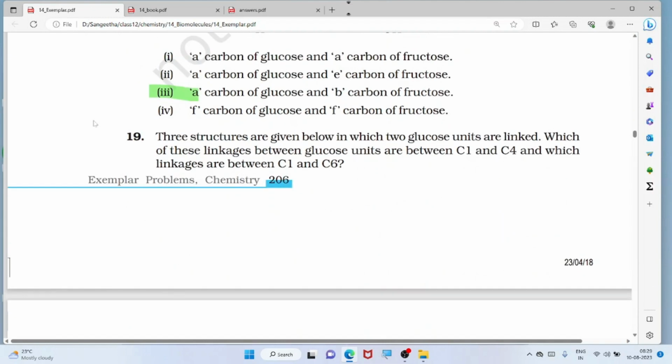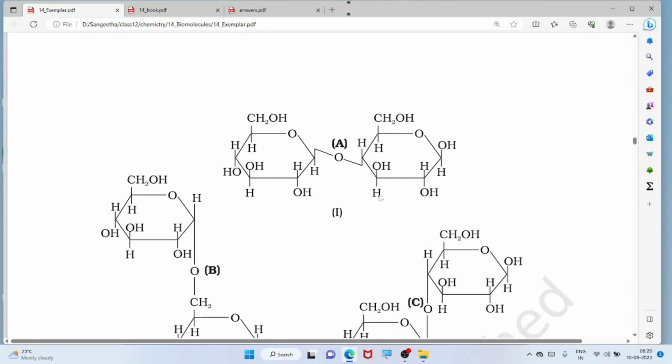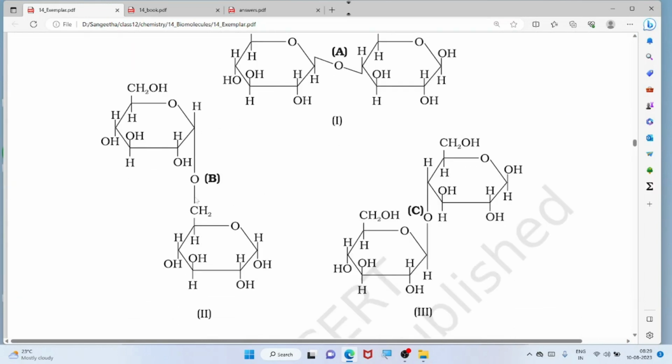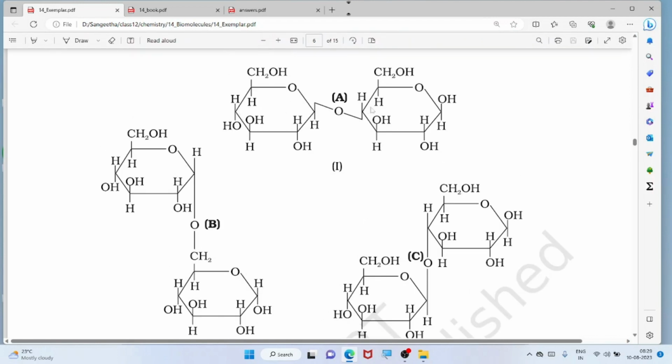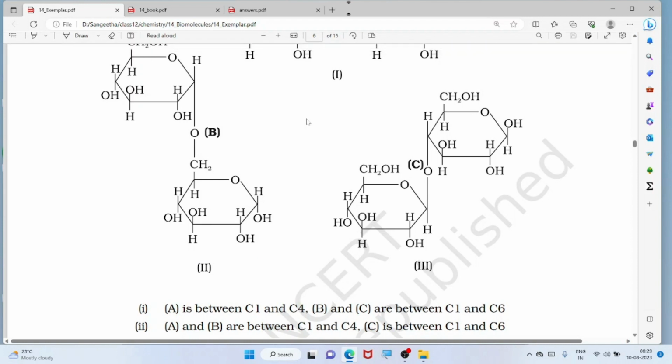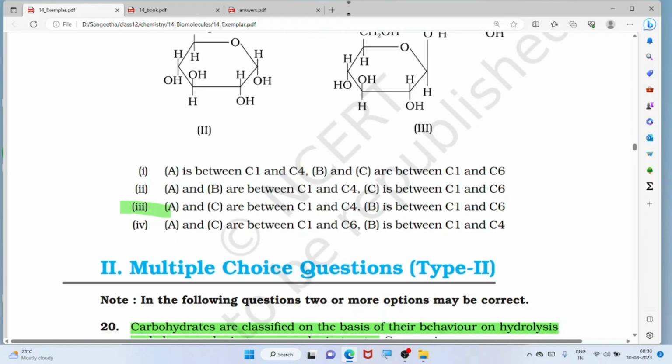Three structures are given below in which two glucose units are linked. Which of these linkages is C1-C4 and which is C1-C6? This is C1 and C6. This is C1, then 1, 2, 3, 4, 5, 6. Okay, 4, so C1-C4. This is C1-C4. This is C1-C6. So A and C are C1-C4, and this one is C1-C6.